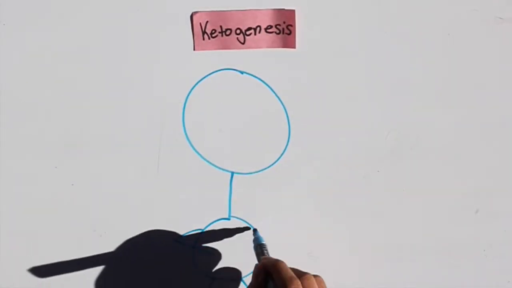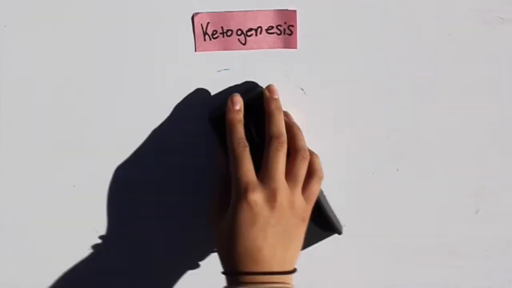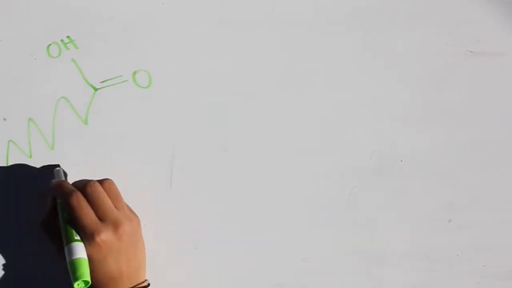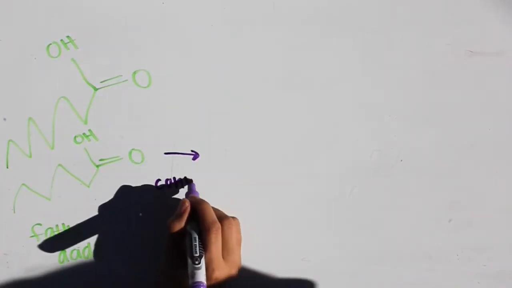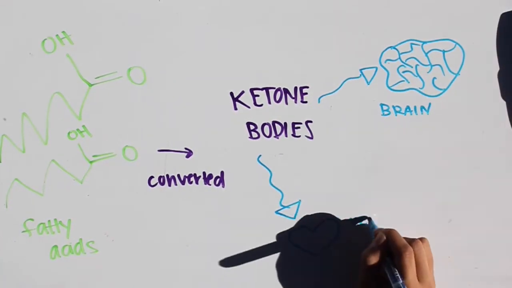Ketogenesis is another process caused by glucagon, which is irreversible and induced during a starvation-like state. In this process, fatty acids are converted not to glucose but to ketone bodies. These are forms of energy that can be used by the heart and the brain.